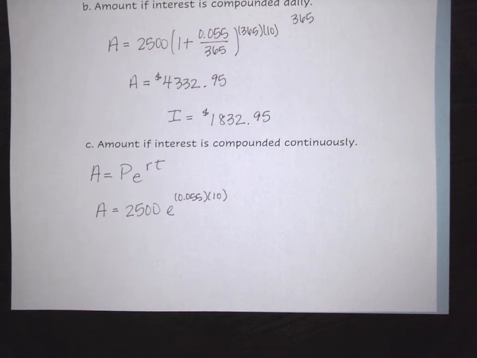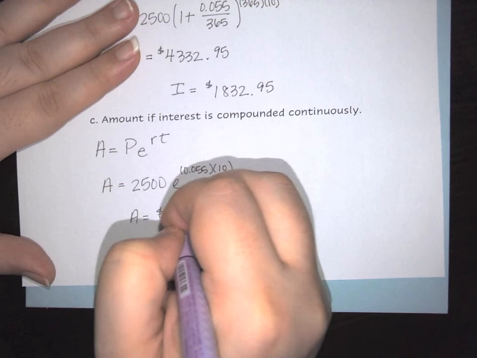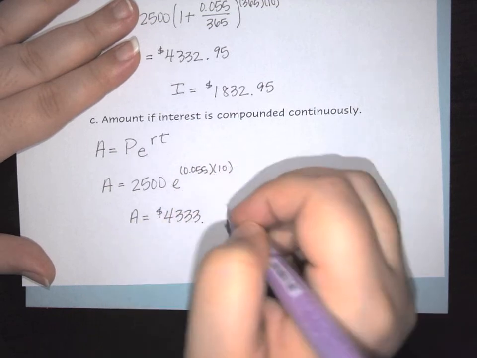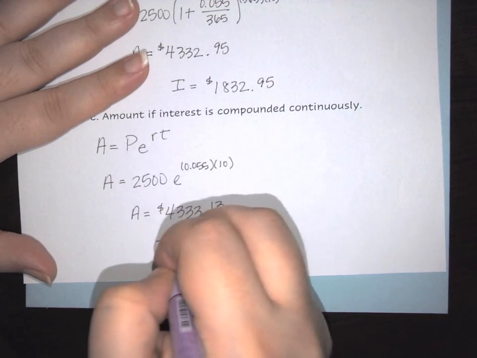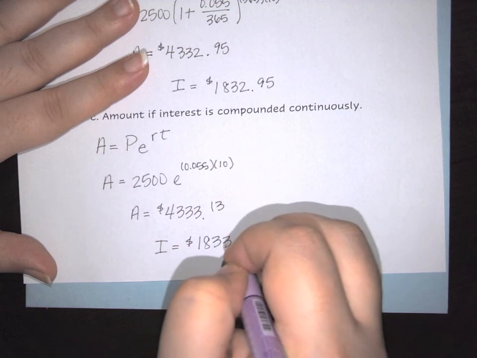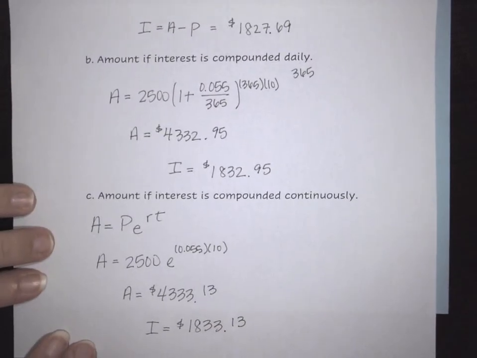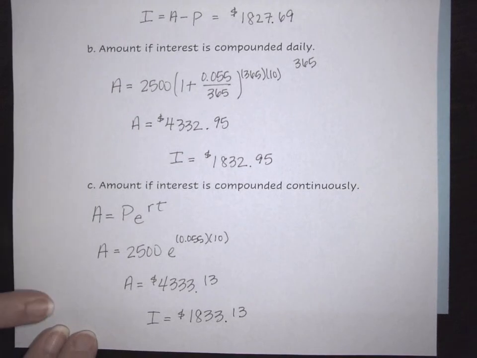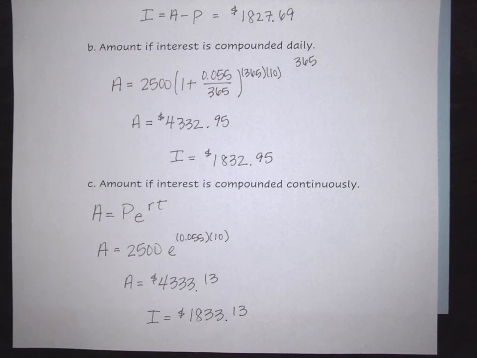So what we get as our A value is that A is going to be $4,333.13, making the interest earned $1,833.13. So you can see in comparing all three of these that you earn more interest the more times you compound your account. If you have any questions about compounding interest, please let me know.